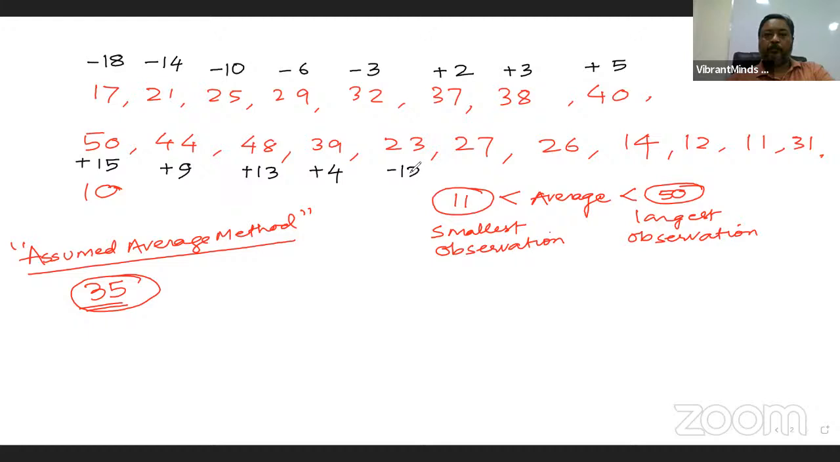Again, minus 12, minus 8, minus 9, minus 21, minus 23, minus 24, minus 4 and minus 25. Isn't it, guys? Now understand.